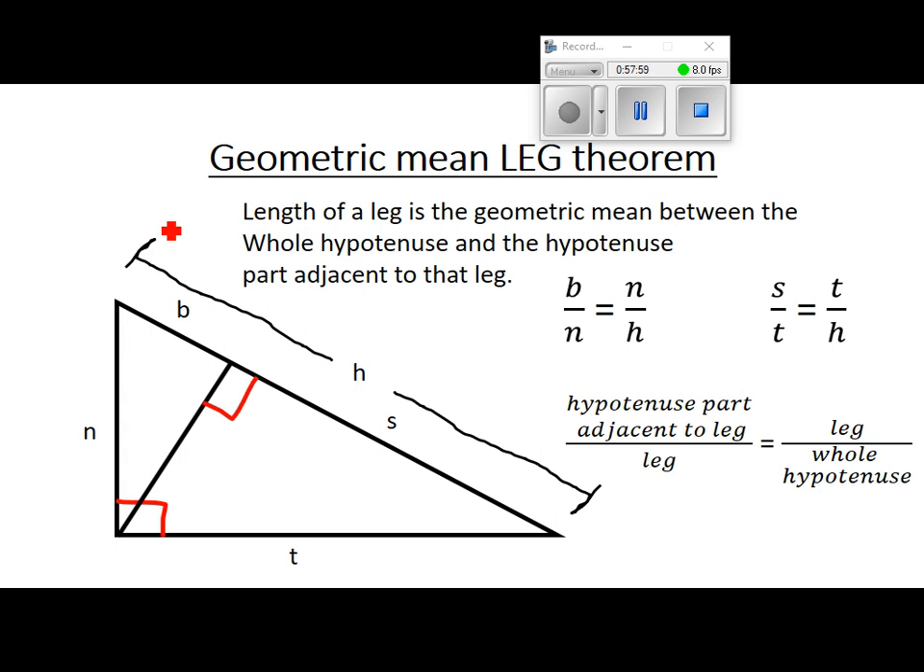Then what happens if I'm dealing with that one certain leg, and I'm going to write N and T right here for those two lengths. If I'm dealing with that leg, this top part right here has to be the part of the hypotenuse that's adjacent to that leg. Which part of the hypotenuse, N or T, is adjacent to this leg? T. So T goes here. Then the other one here has to be the entire hypotenuse, that whole thing. So this time it's N plus T. So it's got to be the part that's hooked to the leg that you're dealing with, and then the other one has to be the whole hypotenuse.